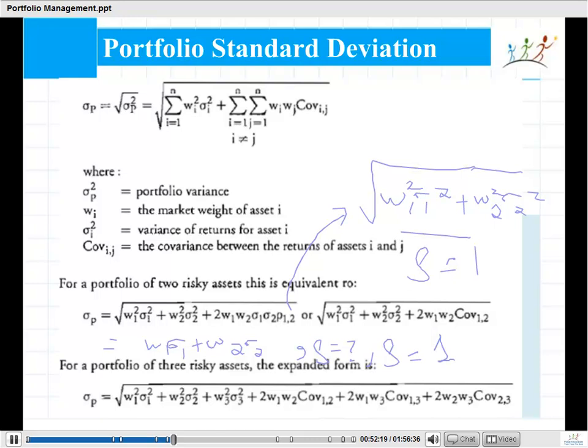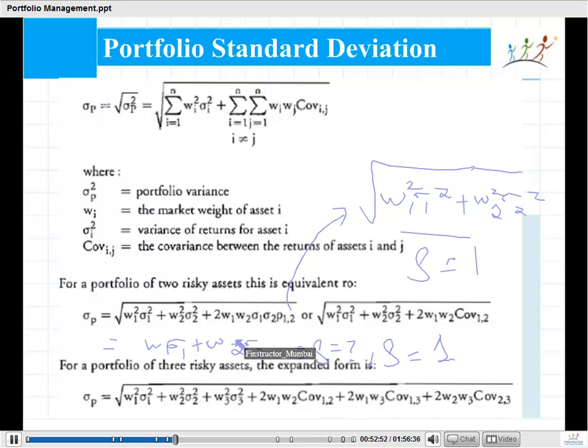What can be the maximum value of correlation? It can be plus 1. So you understand that the weighted average risk can be the maximum possible risk of the portfolio. So the maximum possible risk of the portfolio is W1 sigma 1 plus W2 sigma 2 when the correlation between the two assets is exactly equal to plus 1. For all other values of correlation, the risk will be lesser than the weighted average of the two.